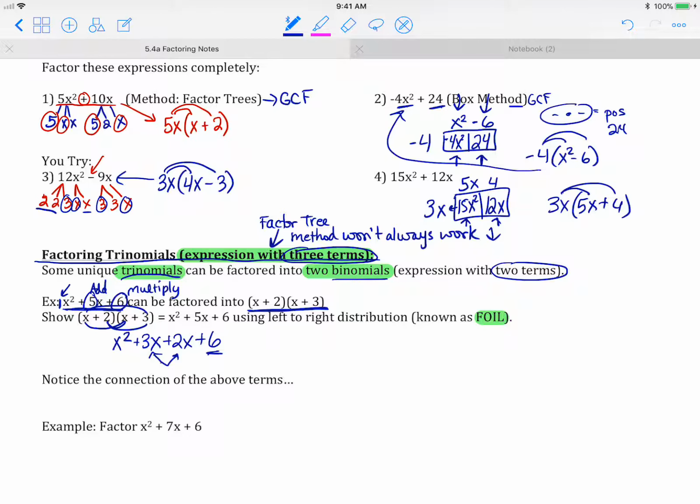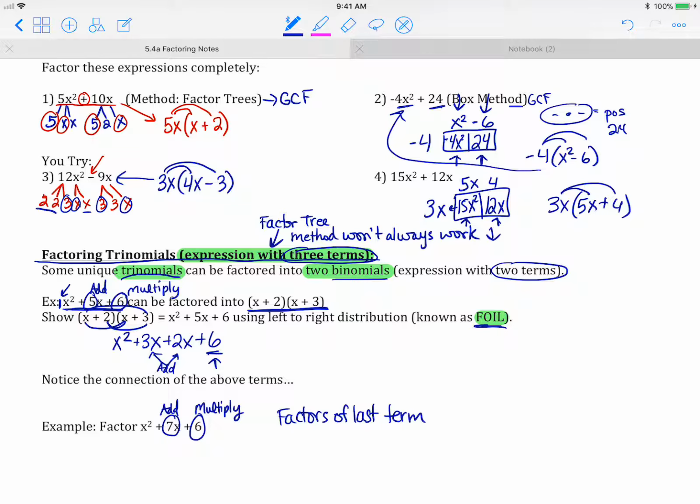So that's why the trick of finding two numbers that will add to give you that middle term, but multiply to give you that last term will work every time because of the method of FOIL. Okay, so once again, we are looking for two numbers that will add to give us our middle term and multiply to give us our last term. So here's how it's going to work. If you simply find the factors of your last term, you can quickly find the two numbers that add to give you the middle term.